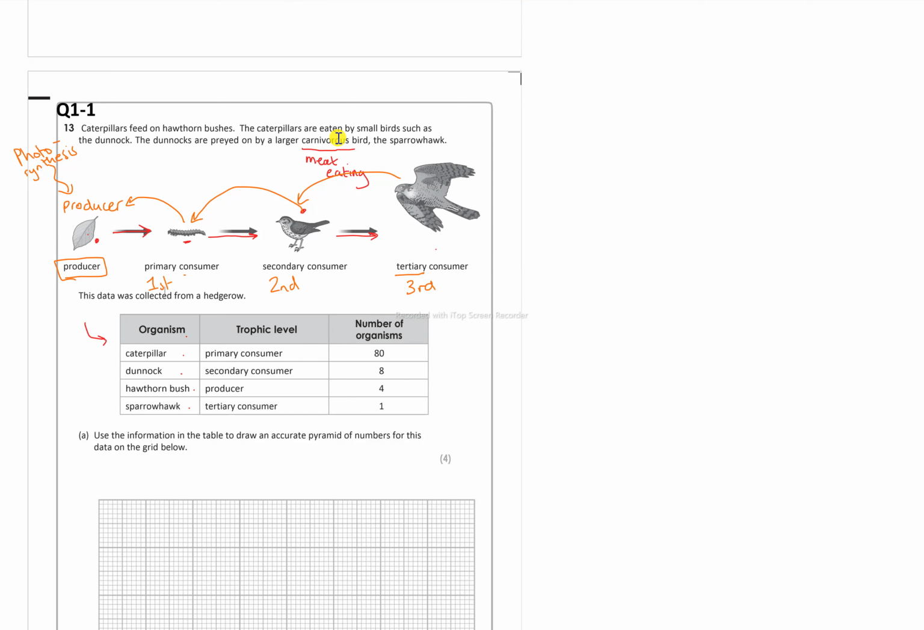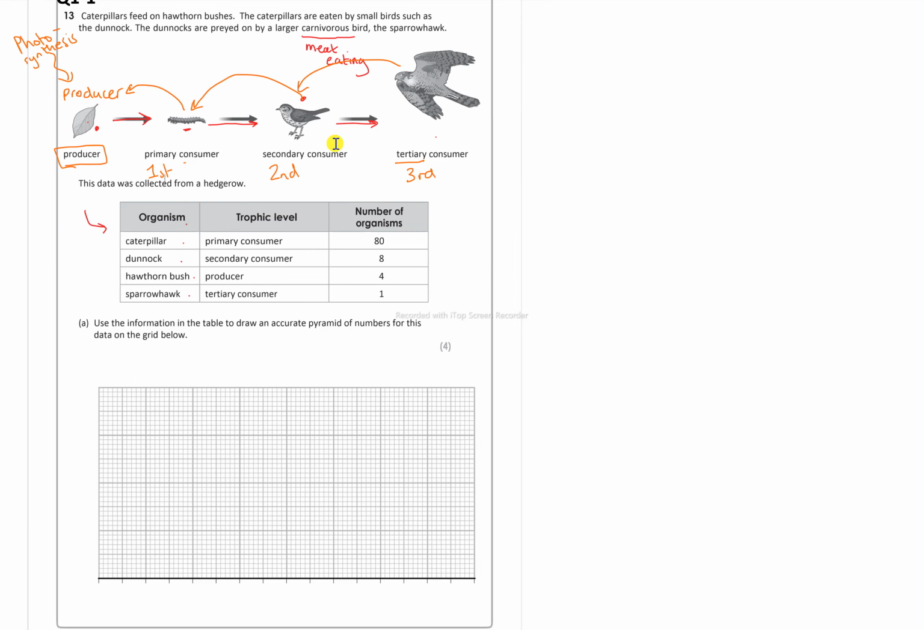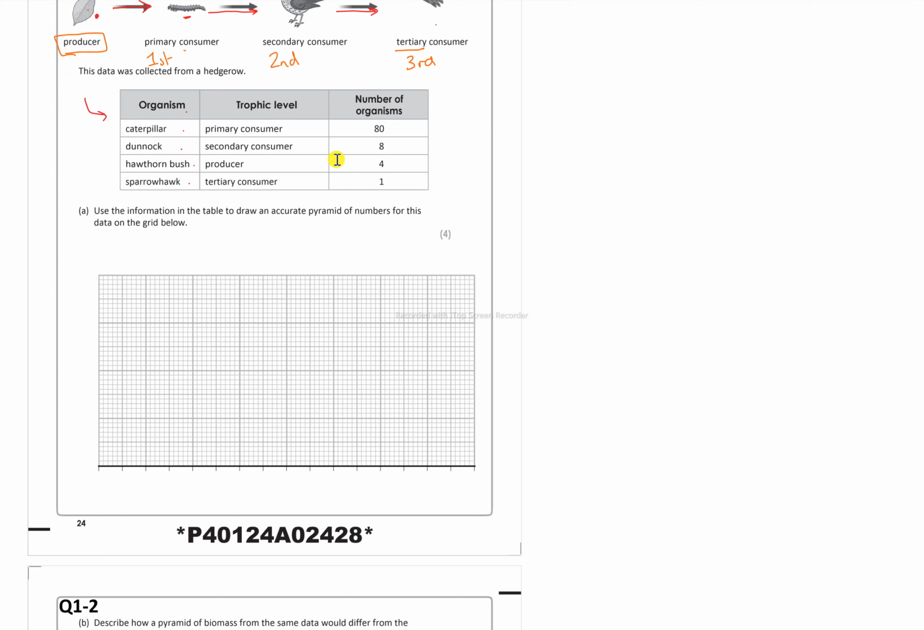Right, now we've got to draw an accurate pyramid of numbers. So you can have a pyramid of mass. You can have a pyramid of numbers. And the reason they use a pyramid is because by the time you've done it, it looks like it's getting lower each time.